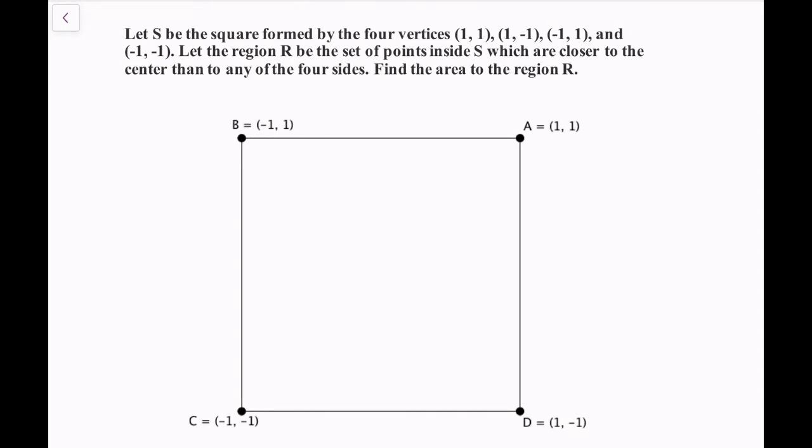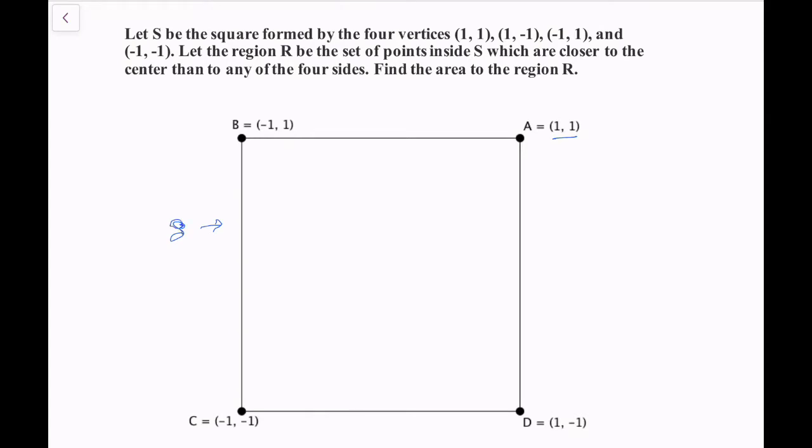It says that S be the square, so this is the square that we have drawn, formed by the four vertices, that's 1, 1, negative 1, 1, negative 1, negative 1, and 1 comma negative 1. So it's a standard square, and R be the region or the set of points inside this square.